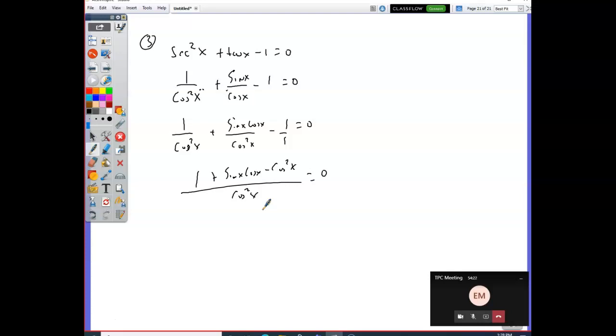Multiply both sides by cosine squared x, right? And I end up with 1 plus sine x cosine x minus cosine squared x equals 0. Is that okay with you? Yeah. All right.